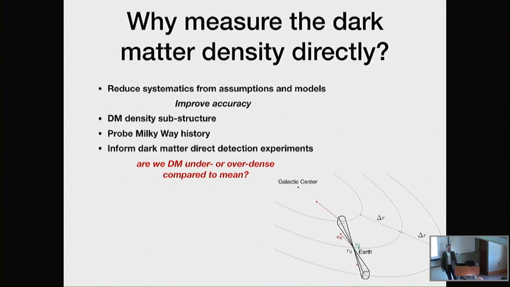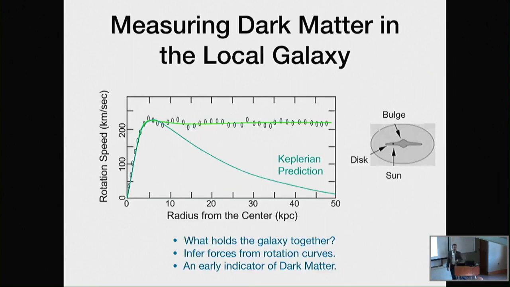We have estimates of that, but it would be nice to have a direct measure of the local dark matter density. In addition to referencing direct detection experiments, it can also help us understand the structure of the Milky Way a little bit better and interpret results coming out of Gaia. So today I would like to tell you a couple of different ideas we've had about how to perform these measurements. First, the 2-minute introduction to dark matter.